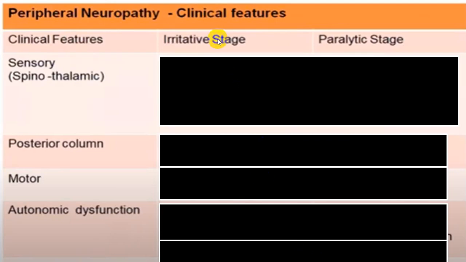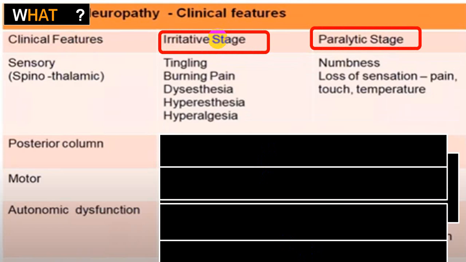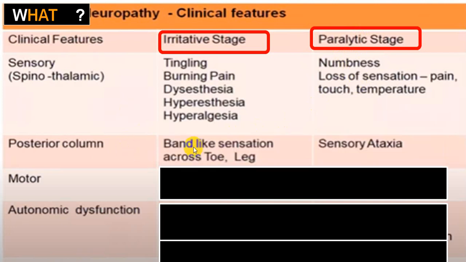In an irritative stage, usually you will come across what we call positive symptoms. In paralytic stage, you will come across negative symptoms. So tingling, numbness, dysesthesia, hyperesthesia, hyperalgesia will be positive symptoms, while numbness and loss of sensation, or anesthesia, are common in paralytic stage. If a posterior column is involved, band-like sensation, we call it radiculopathy, quite common.